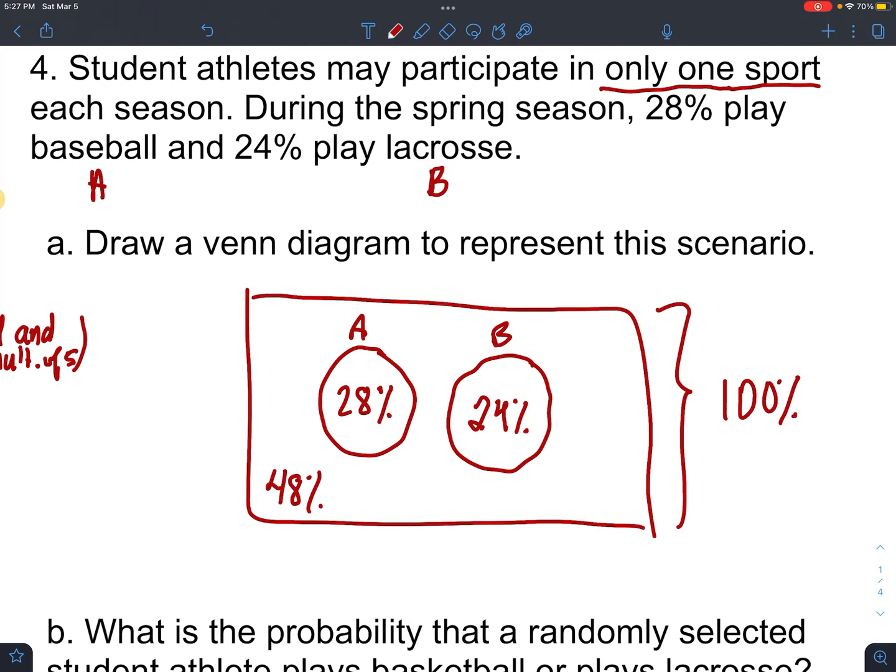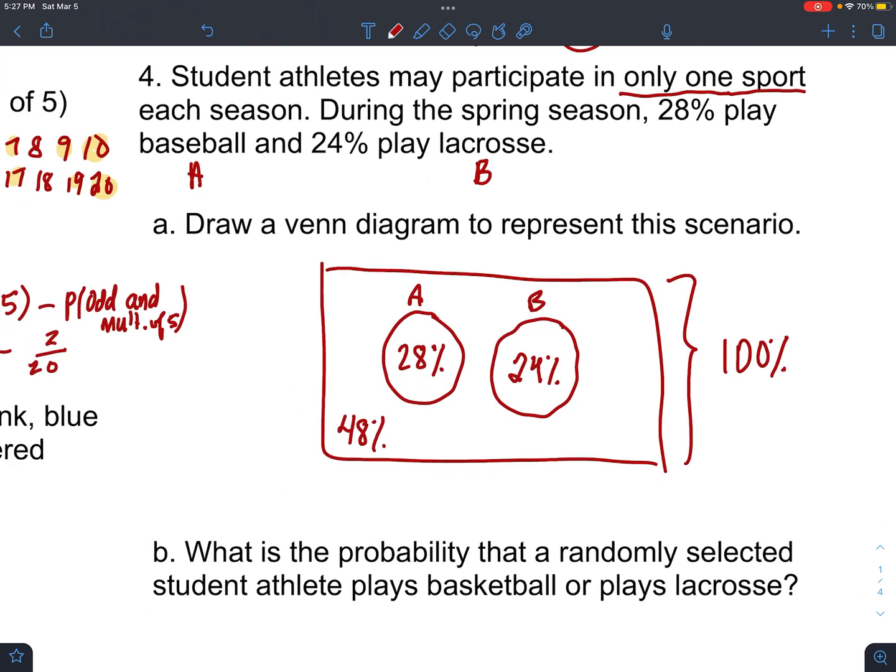Which seems pretty representative, right? Like if you're out of school, not everyone's going to play those two sports. You know, there's going to be some that don't.